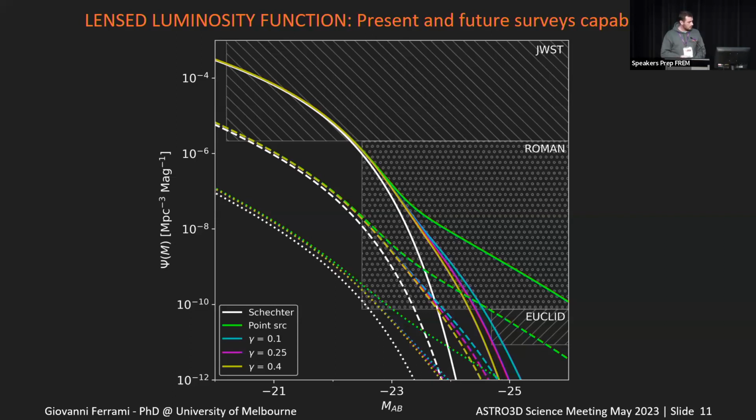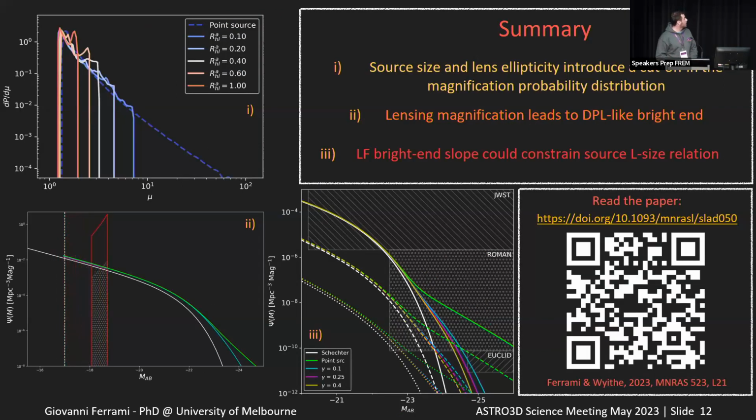So to summarize, the source size and the lens ellipticity introduce a cutoff in the magnification distribution. Convolving this with the intrinsic Schechter function of the luminosity function gives a sort of double power law-like profile. And this could be used to probe the intrinsic size of the source population through fitting the data of the UV luminosity function at high redshift.